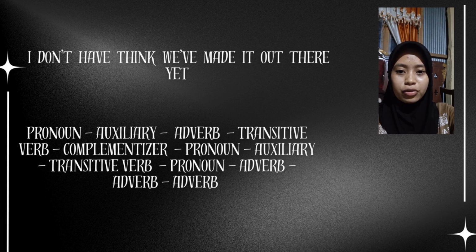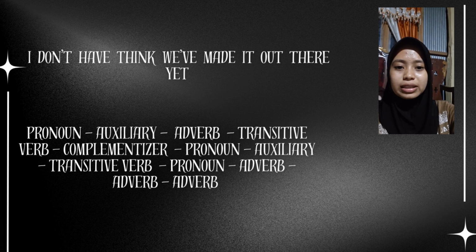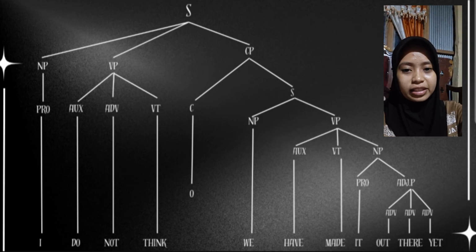I is a pronoun, do is an auxiliary verb, not is an adverb, think is a transitive verb, the complementizer is represented by a zero complementizer, we is a pronoun, have is an auxiliary verb, made is a transitive verb, it is a pronoun, while, out, there, and yet are adverbs. Next, I will explain the tree structure of the sentence.